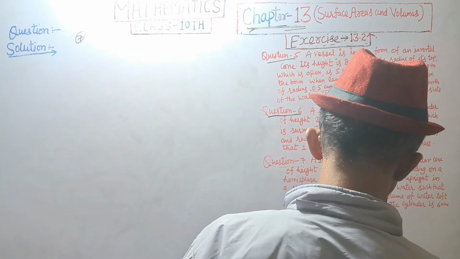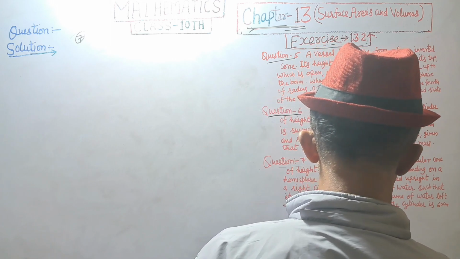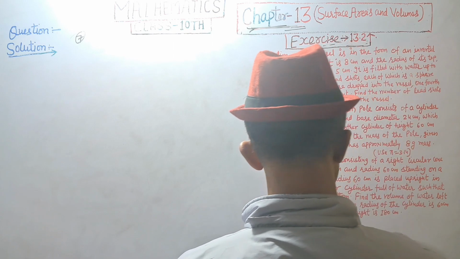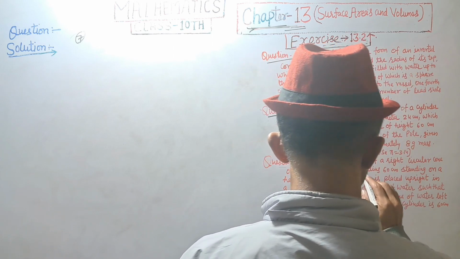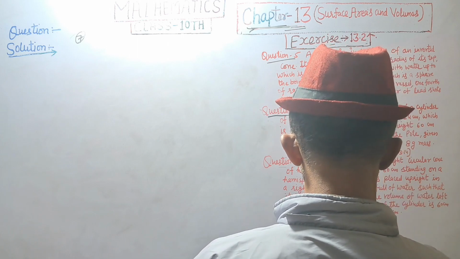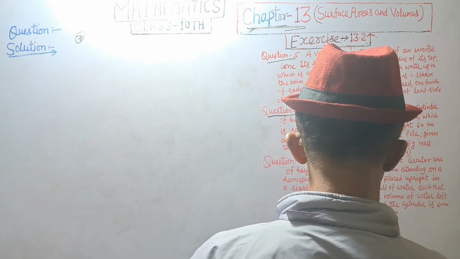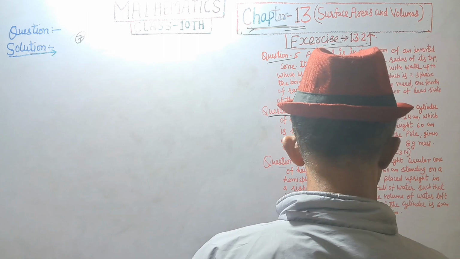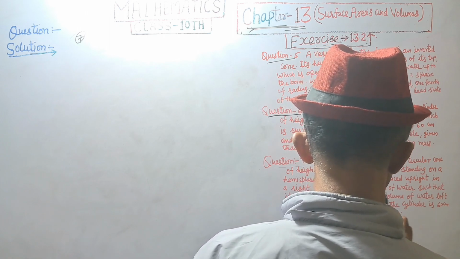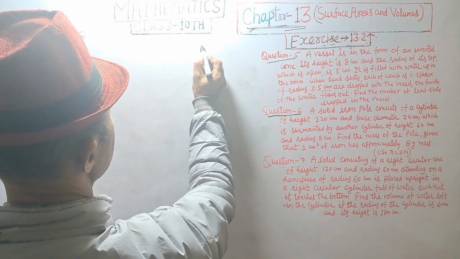Question number 7. A solid consisting of a right circular cone of height 120 centimeter and radius 60 centimeter standing on a hemisphere of radius 60 centimeter is placed upright in a right circular cylinder full of water such that it touches the bottom. Find the volume of water left in the cylinder if the radius of the cylinder is 60 centimeter and its height is 180 centimeter.